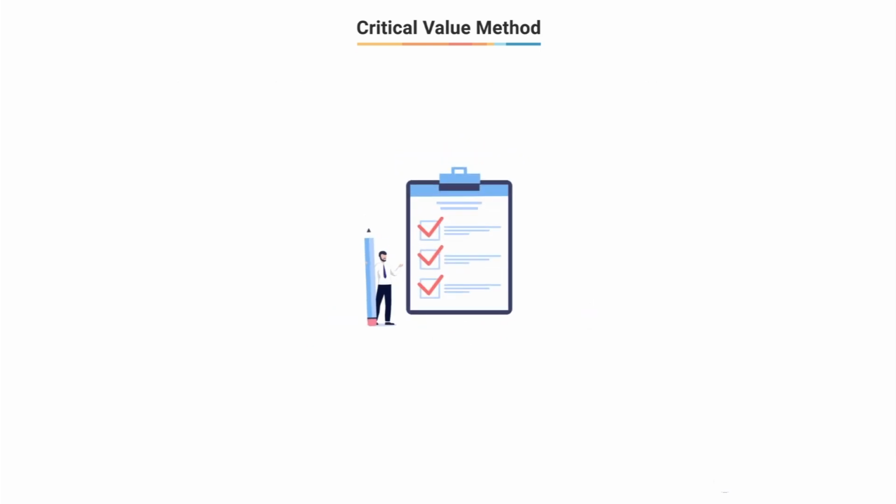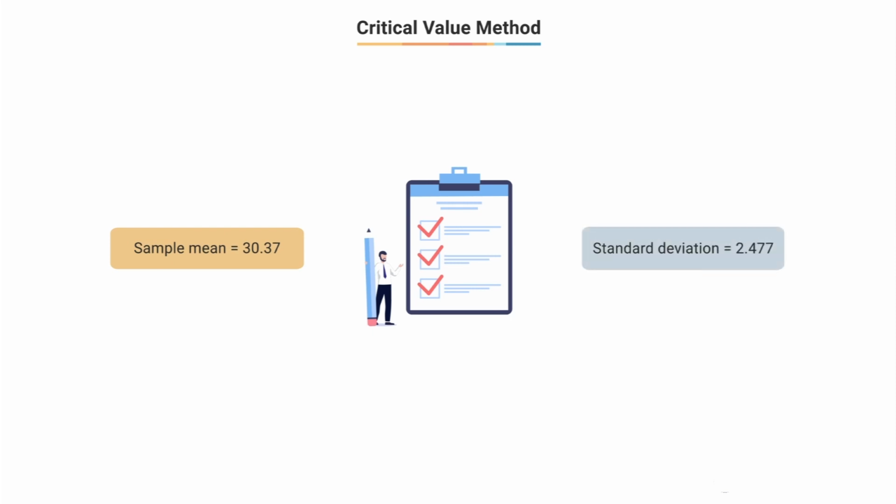So let's list the measures you will use. The sample mean is 30.37. The standard deviation of the sample is 2.477.